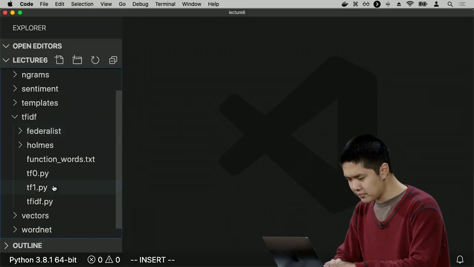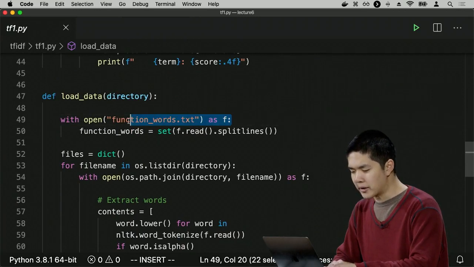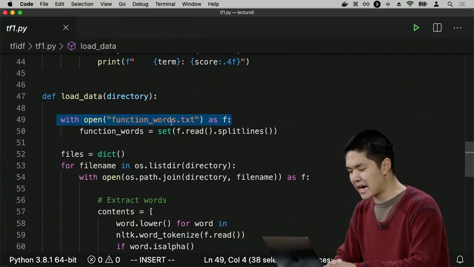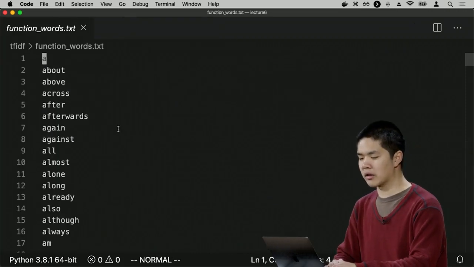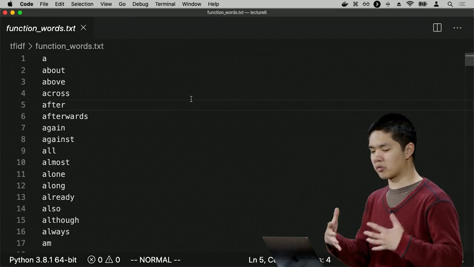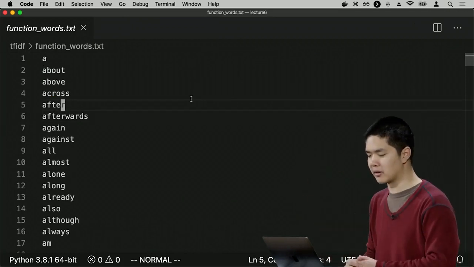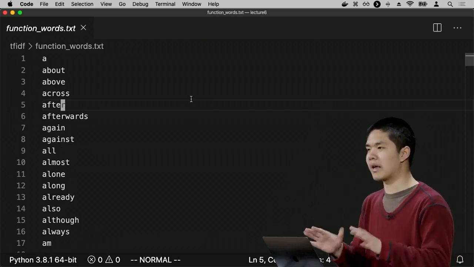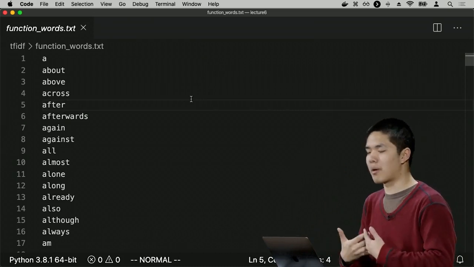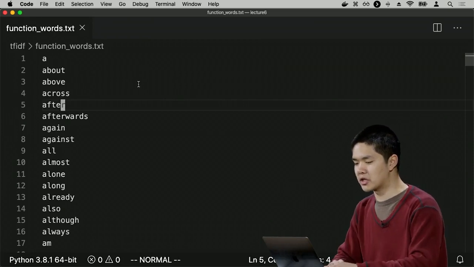So here in tf1.py, I've done the same exact thing, except I'm going to load a whole bunch of words from a functionwords.txt file, inside of which are just a whole bunch of function words in alphabetical order. These are just words that are used to connect other words in English. And someone has just compiled this particular list. And these are the words that I just want to ignore. If any of these words, let's just ignore it as one of the top terms, because these are not words that I probably care about if I want to analyze what the important terms inside of a document happen to be.